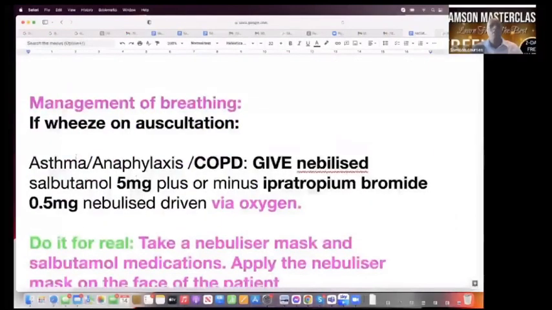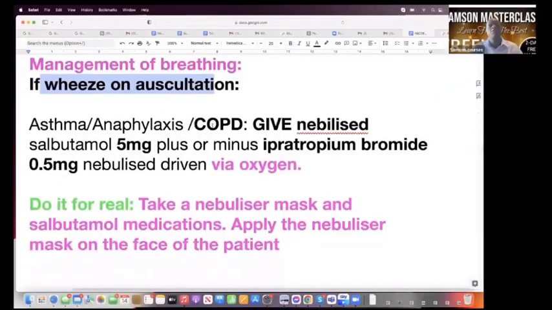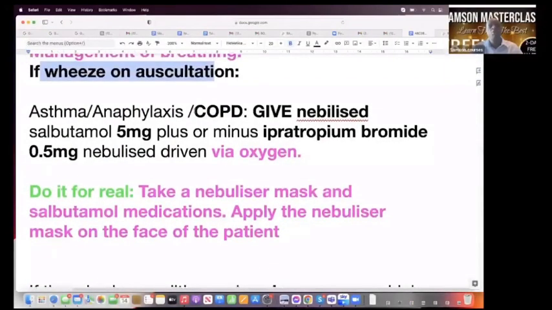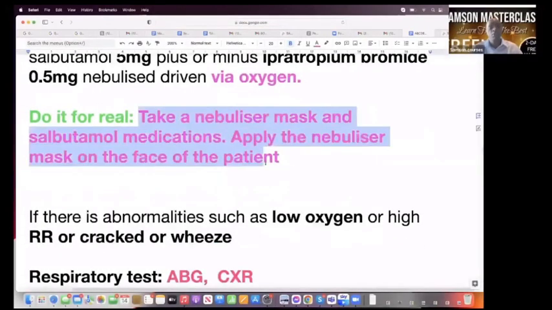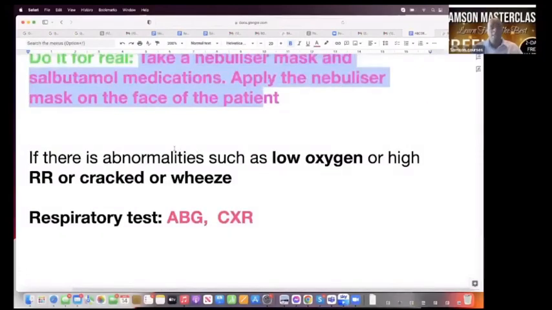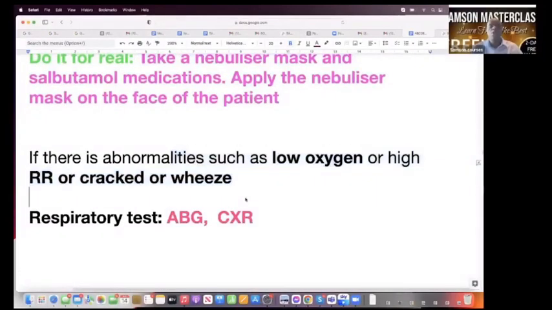What did you find? If there is a wheeze, manage with salbutamol nebulizer, driven via oxygen or on air. We do on air in COPD, via oxygen in asthma and anaphylaxis. Again, do it for real. If there are abnormalities, low oxygen, wheeze, crackles, what should you do? ABG, chest X-ray. How do we do these things?